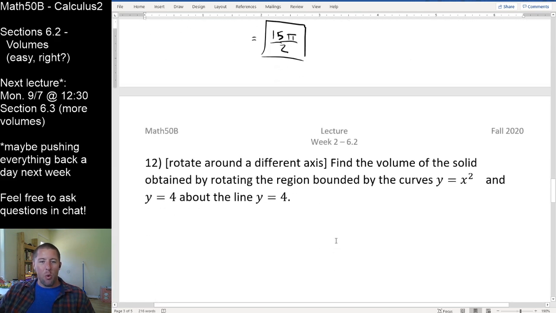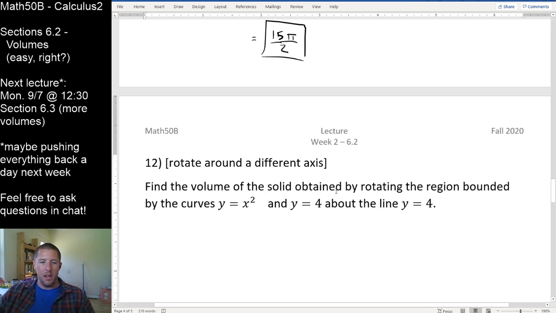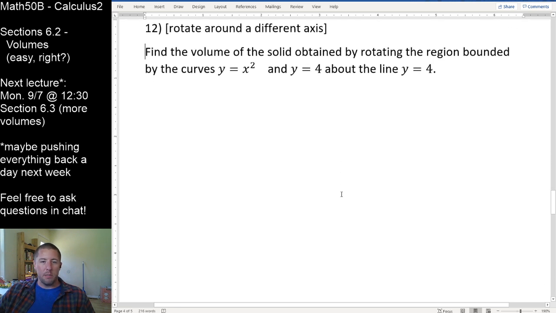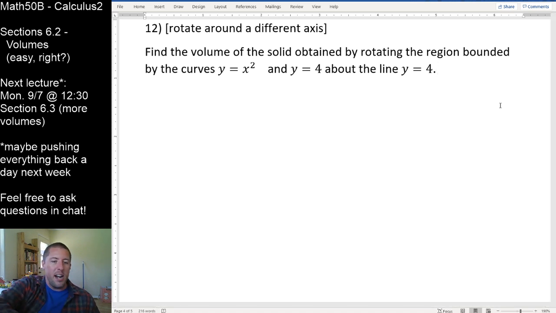So now we are doing number 12 out of the textbook. The big difference with this one, and the very important thing here, is that rather than rotating around the x-axis or the y-axis, we're going to rotate around a completely different line: the line y equals 4. So we're still going to get pi r squared stuff in here, but the way that we measure that radius is going to end up being a little bit different, because we are not rotating around just an axis line.